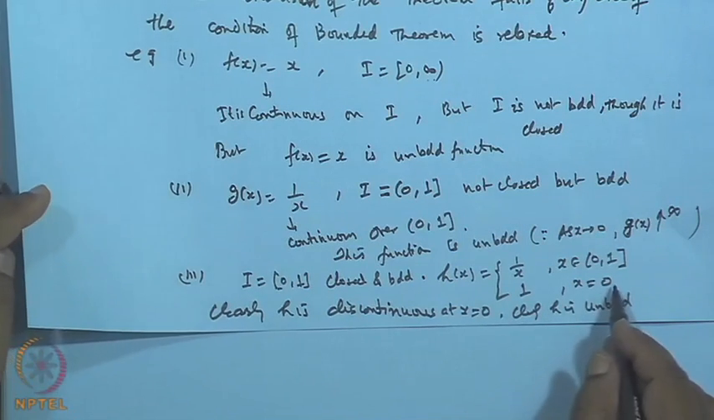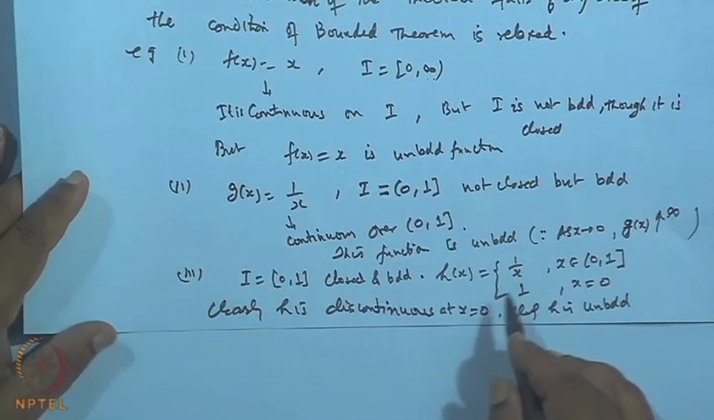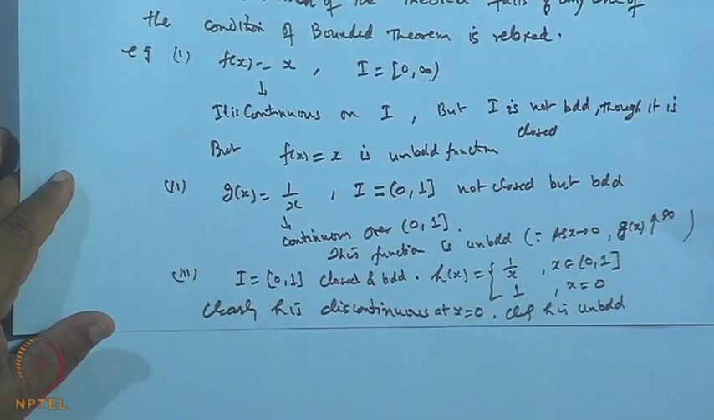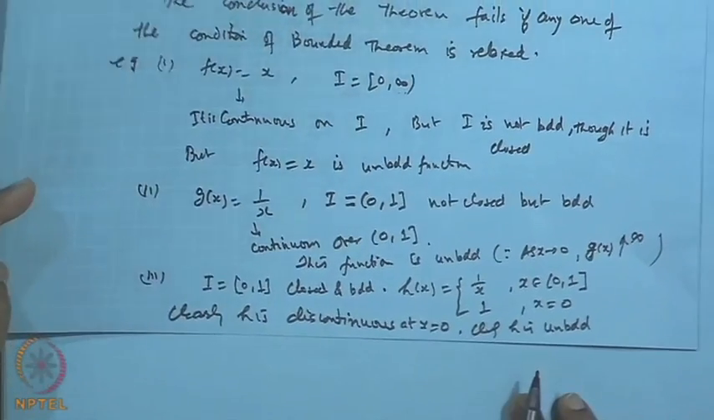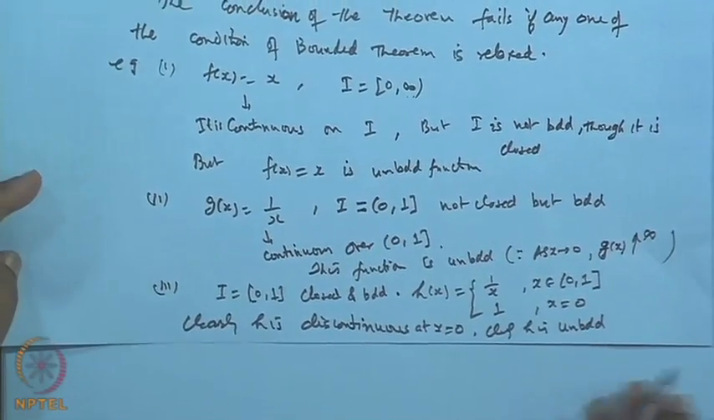As x approaches 0, this is not a bounded function. Take 1 by x on (0, 1]: it is discontinuous and unbounded on it. So we can see that the boundedness theorem is applicable only when all three conditions are taken into consideration. The next result we want is the maximum minimum theorem.